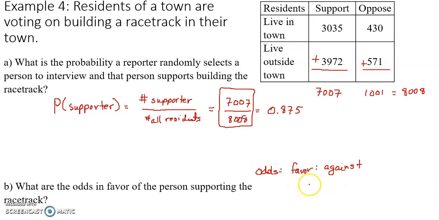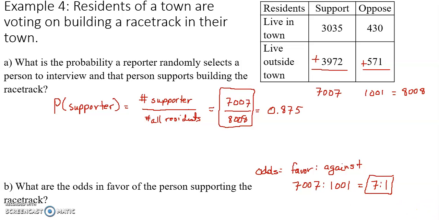So the odds for the person supporting the racetrack that we chose would be in favor 7,007 and opposed 1,001. And when we simplify this, we find that our odds are 7 to 1. So that's the odds, a different way of expressing something similar to probability, but with a different definition.